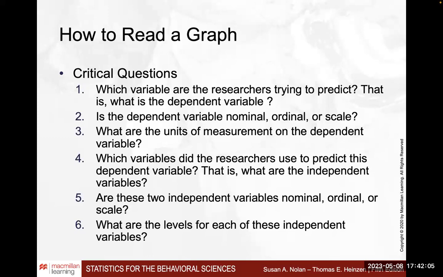Is the dependent variable nominal, ordinal, or scale? What are the units of measurement on the dependent variable? Understand the units. Which variables did the researchers use to predict this dependent variable? What is the independent variable? What's the nature? What are the levels? And then basically compare those magnitudes and try to draw inferences based on these magnitudes and the differences between the respective categories.